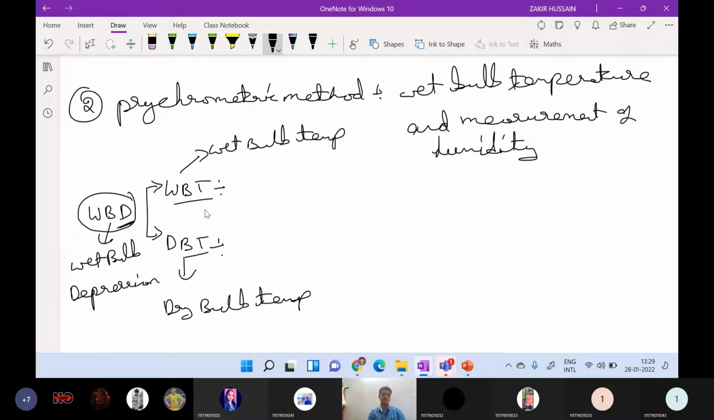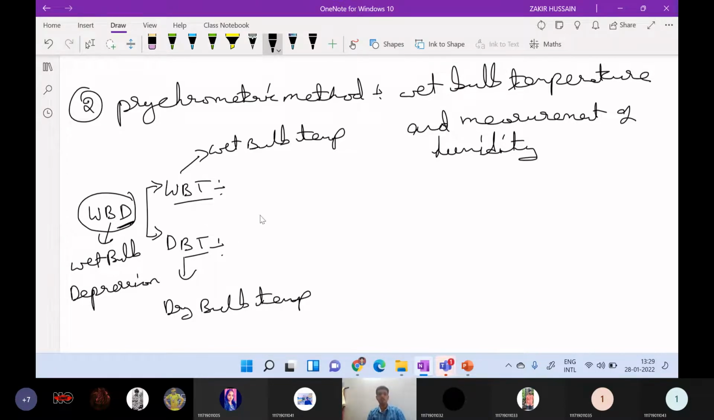Then dry bulb temperature is nothing but the temperature of the gas which is measured by the bare thermometer without any covering. If you measure the temperature of that particular gas without any covering, that is called a dry bulb temperature. That is called the true thermodynamic temperature.